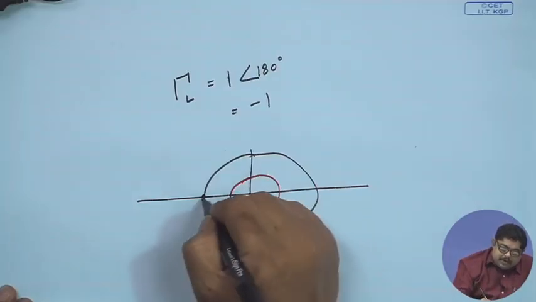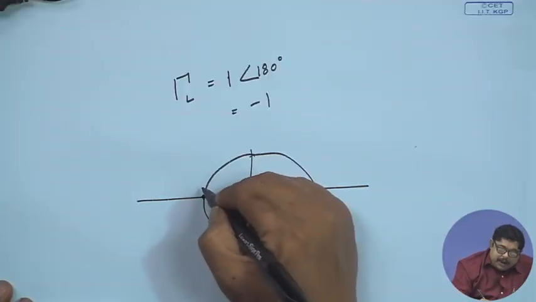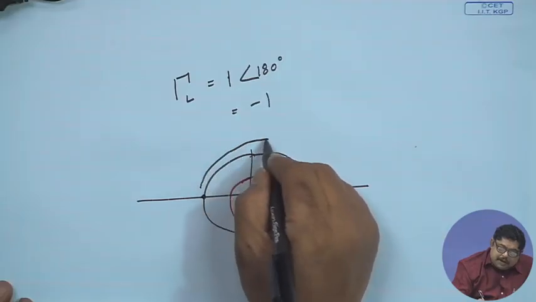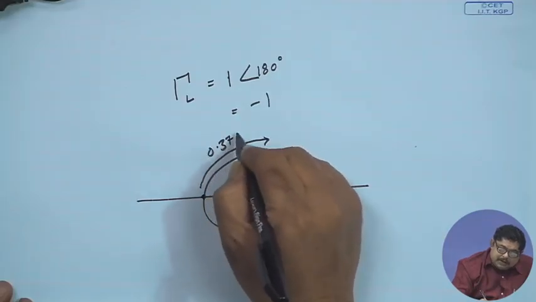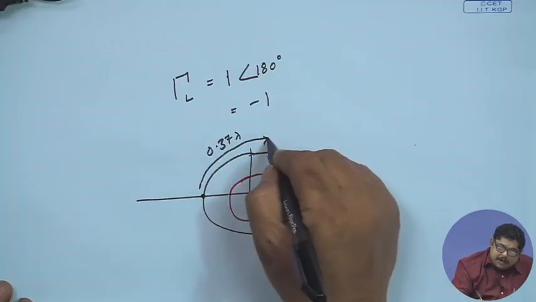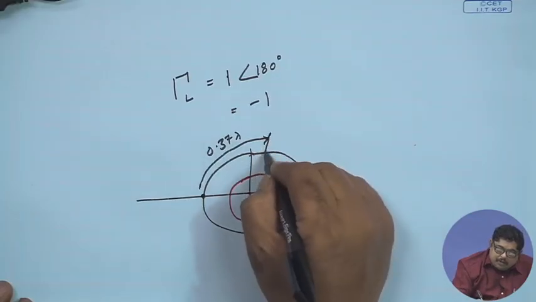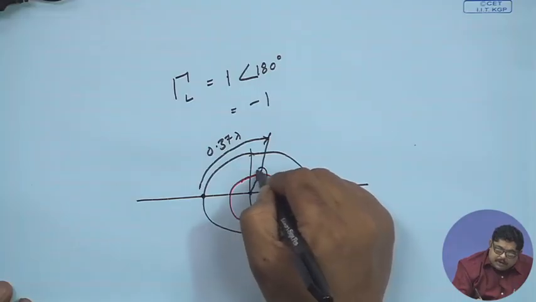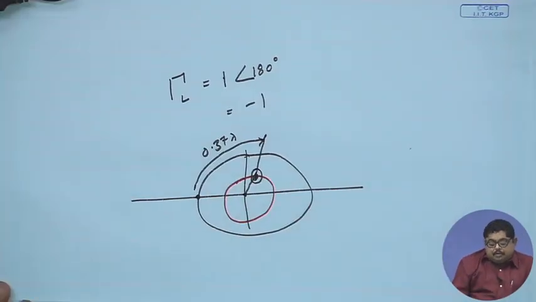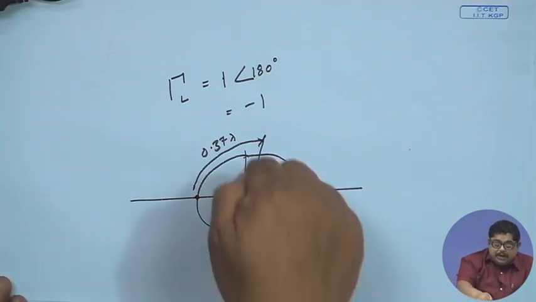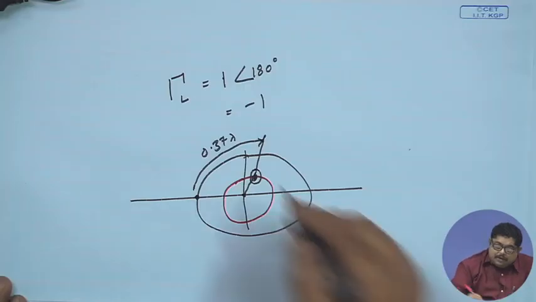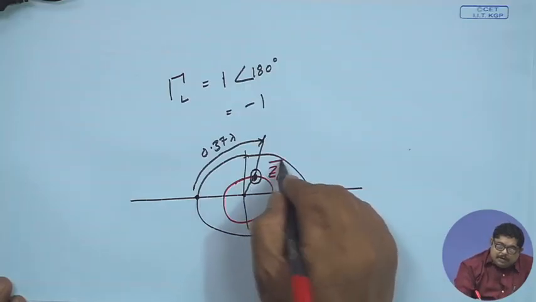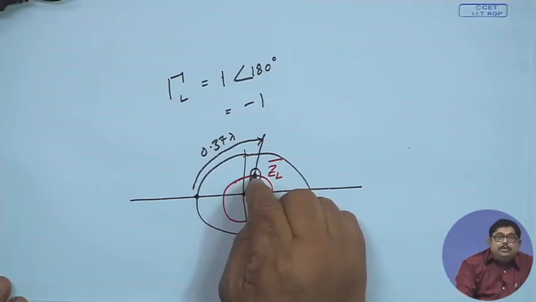So, this is the VSWR circle, now you have located your short circuit, this point. You have moved 0.37 lambda towards generator, let us say this is your 0.37 lambda, this scale is given on the Smith chart. So, you have come here, now connect this with the center. At this point it is cutting the VSWR circle, not touching, cutting. This is your required ZL dash point.